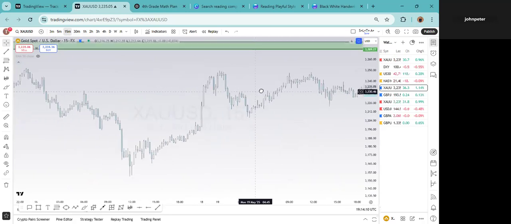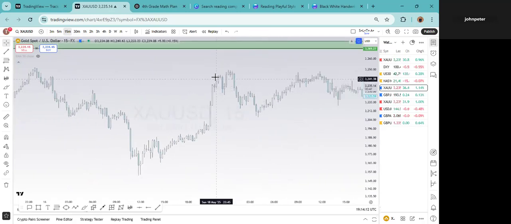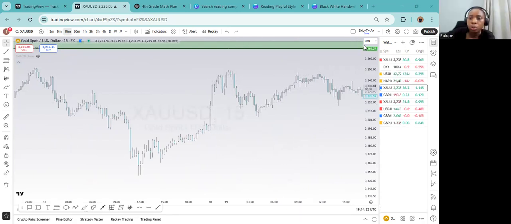So 15 minutes is like an entry time frame, right? How could we have taken advantage of this? Obviously we're not there when price opened, so I'm going to wait and see.